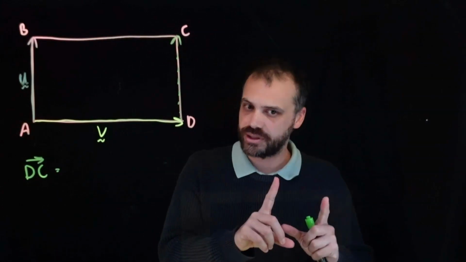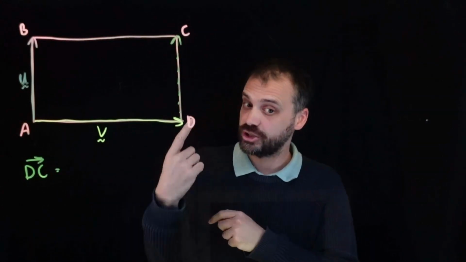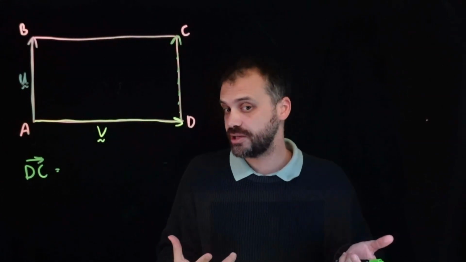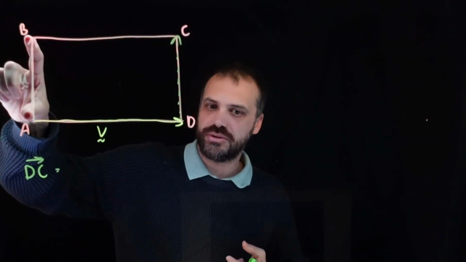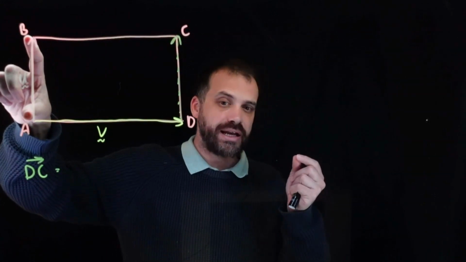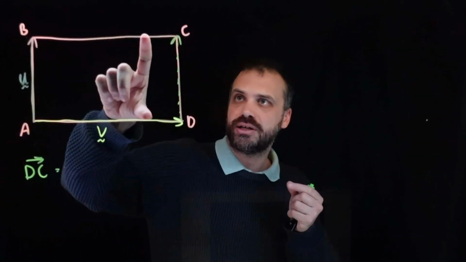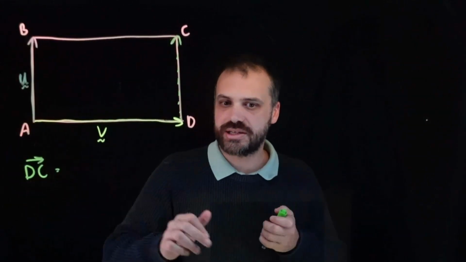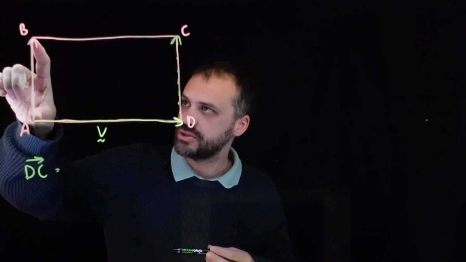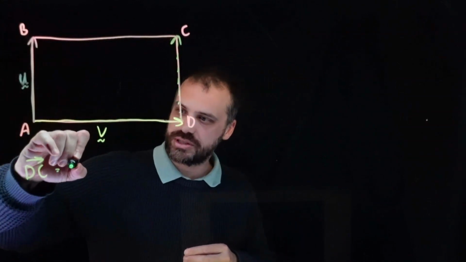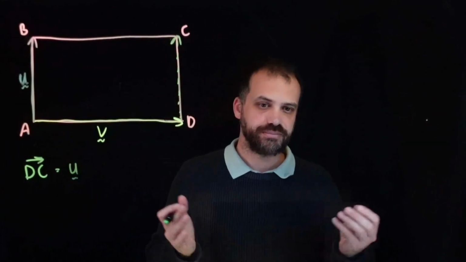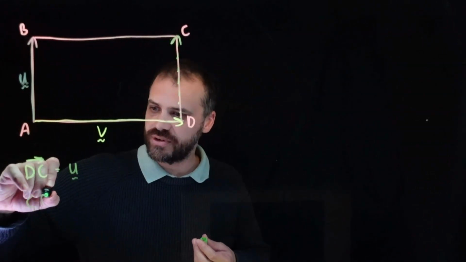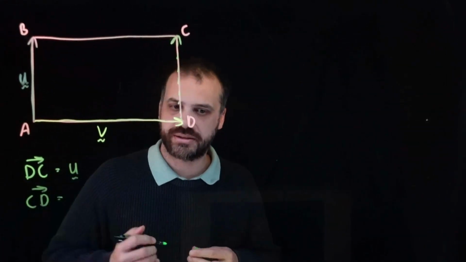But remember, vectors have direction and they have magnitude. They don't have position. You can move them around. So this is vector u, and it is the same length, and it is moving in the same direction as this vector right here. So vector DC is actually equal to this vector right here, which is vector u. Easy, straightforward.